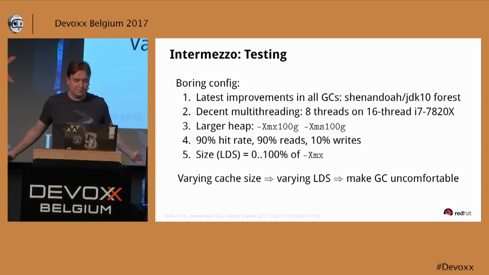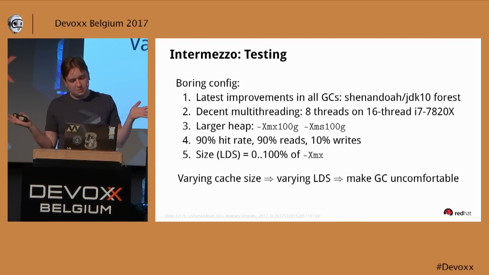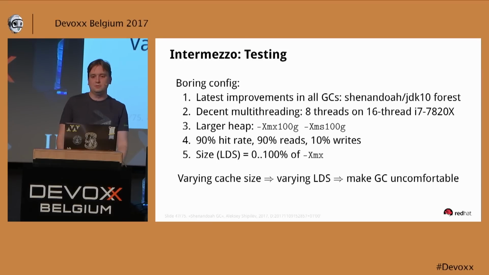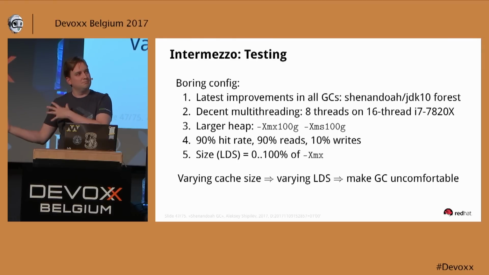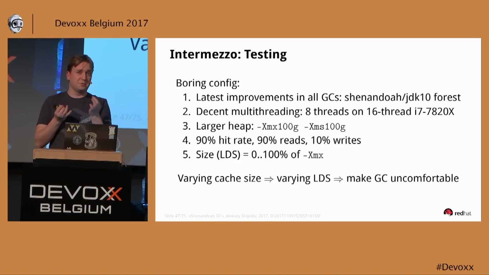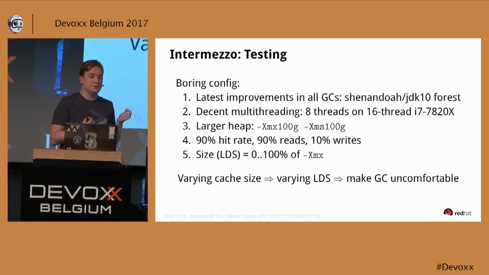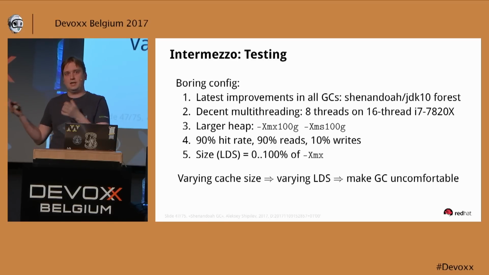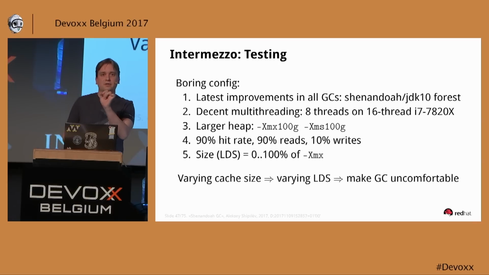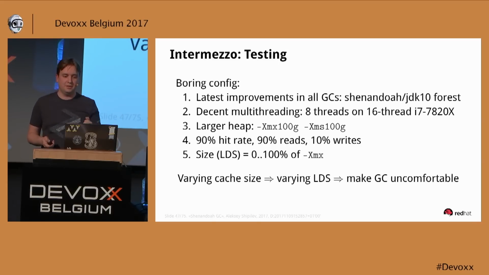If we do that test and we do the very boring config, we do Shenandoah GC, Shenandoah JDK 10 forest, we do a simple desktop with 100 gigabytes of RAM, and we have a decent hit rate on the cache, and we try to drag through the cache some amount of data, say a terabyte of data. And we want to vary a free variable in that experiment. And the natural free variable in this experiment is the size of the cache, which roughly correlates with the size of live data that you have in the heap. And by varying this lever, you can actually expose interesting GC behaviors there.